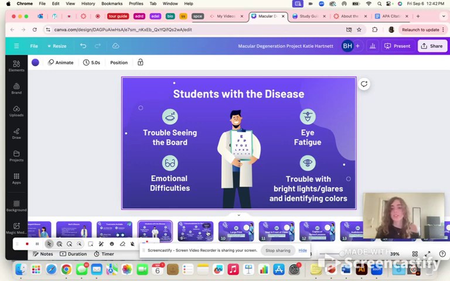Another thing is that students can struggle with eye fatigue, so they can be straining their eyes a lot and have some trouble being able to see what's going on just because they're putting in so much effort to be able to see. This can also lead to some emotional difficulties, so students might be frustrated that they're having so much eye fatigue or eye strain and that they can't see as well as their classmates. Something else to look out for is trouble with bright lights and glares. So in the classroom, you should really focus on even lighting and also identifying colors, which we talked about earlier.